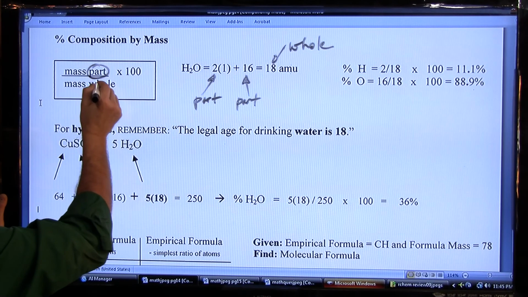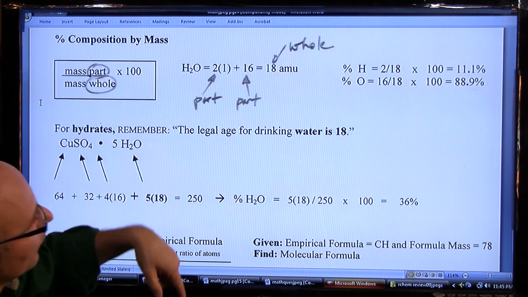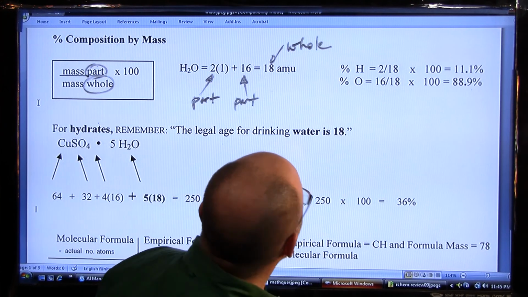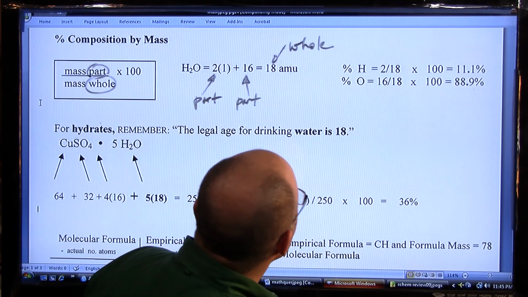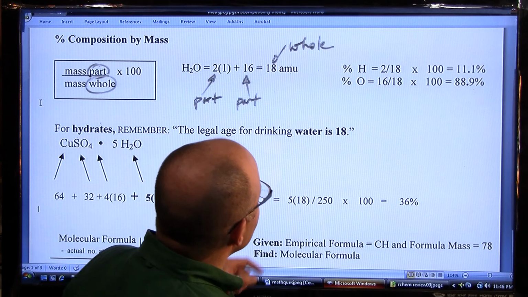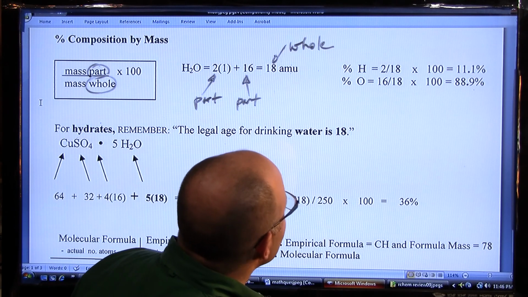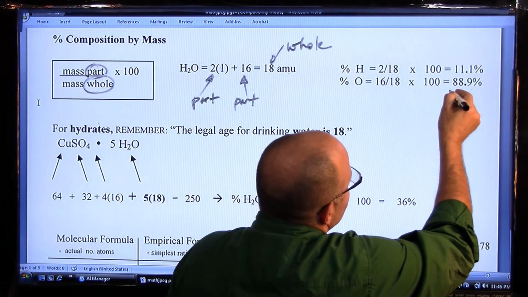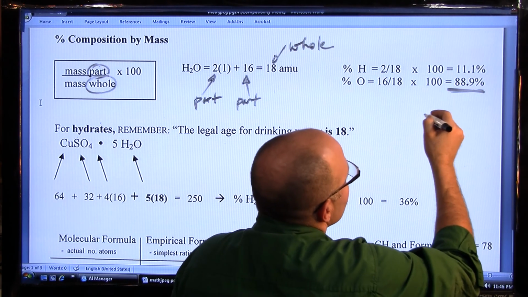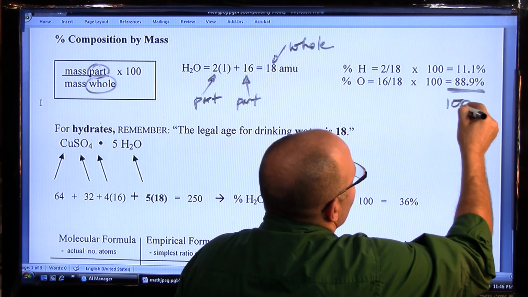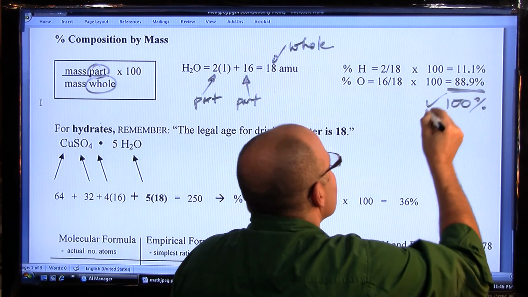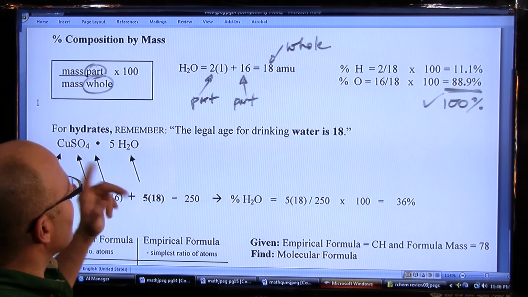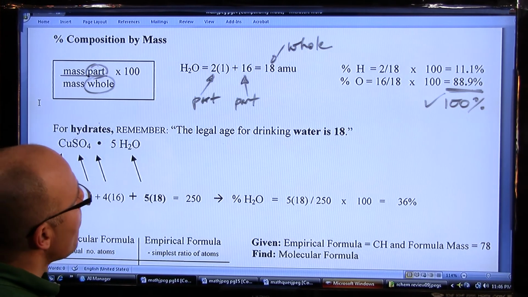So when we're doing the percent composition, it's the part over the whole. In the case of hydrogen, it's 2 over 18 times 100, which gives us 11.1%. In the case of oxygen, it's 16 over 18 times 100, which gives us 88.9%. And you'll notice that the percentages, by definition, should add up to 100%. That's your check, even though they never ask you to do more than one of the elements in a compound.